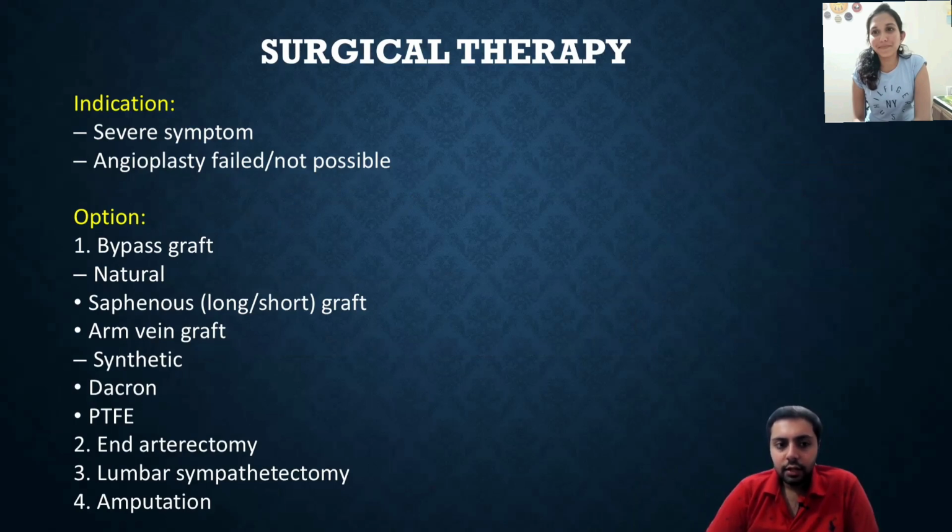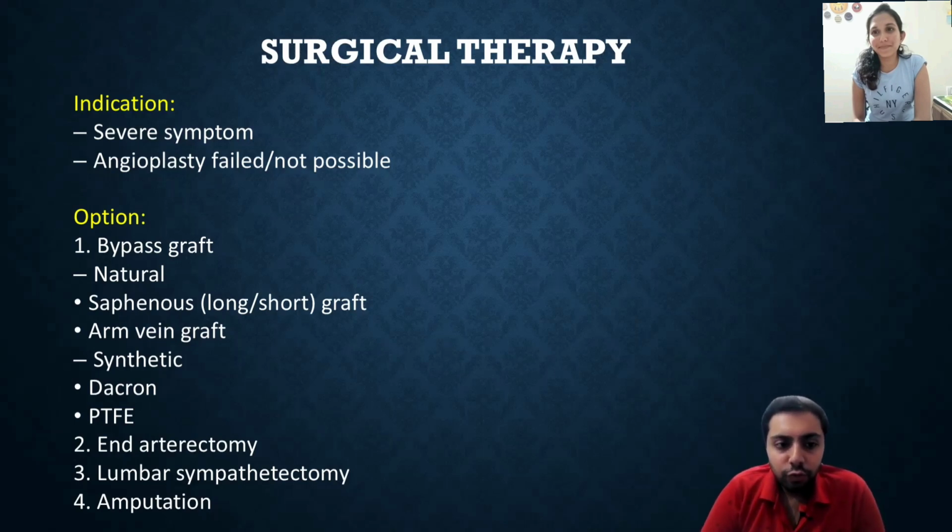Then surgical, if there are severe symptoms, angioplasty has failed or is not possible, we can go for that. So you might have heard about bypass surgeries for the heart, coronary artery bypass, CABG. The same thing applies here. We put a saphenous vein as a bypass graft, natural. And if it is a saphenous or arm vein graft, and a very long segment is involved, we have to go for a synthetic, that is Dacron or PTFE.